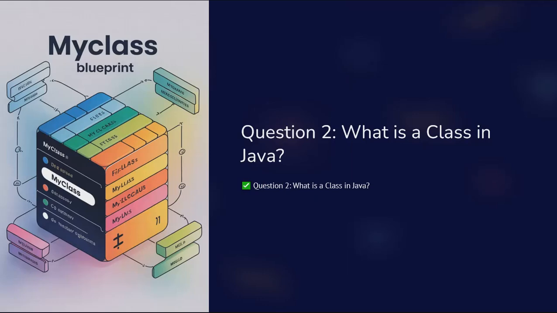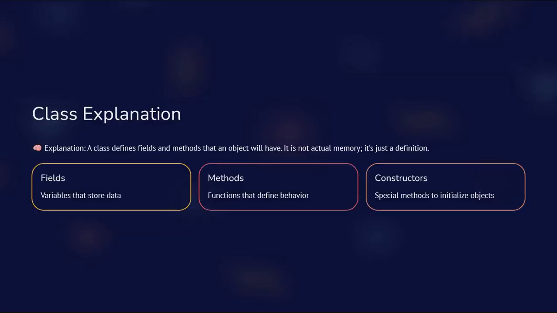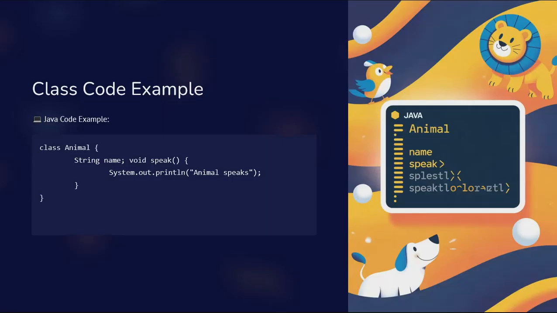Next question: what is a class in Java? Class definition: a class is a blueprint for creating objects. The explanation: a class defines the fields and methods that an object will have. It is not actual memory, it's just a definition. Fields are variables that store data, methods are functions that define behavior, and constructors are special methods to initialize objects.